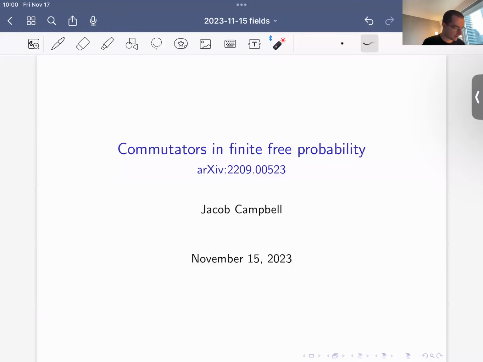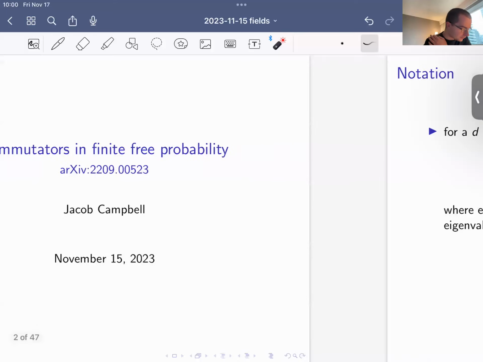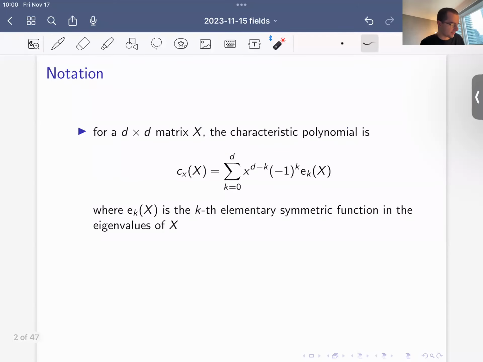Great. Thanks for the introduction and for the invitation to speak here. So this talk is going to be about a preprint that I posted, I guess last fall, on the problem of describing commutators in the context of finite free probability. So I'll just review what this is, even though we've heard a bit about it this week.